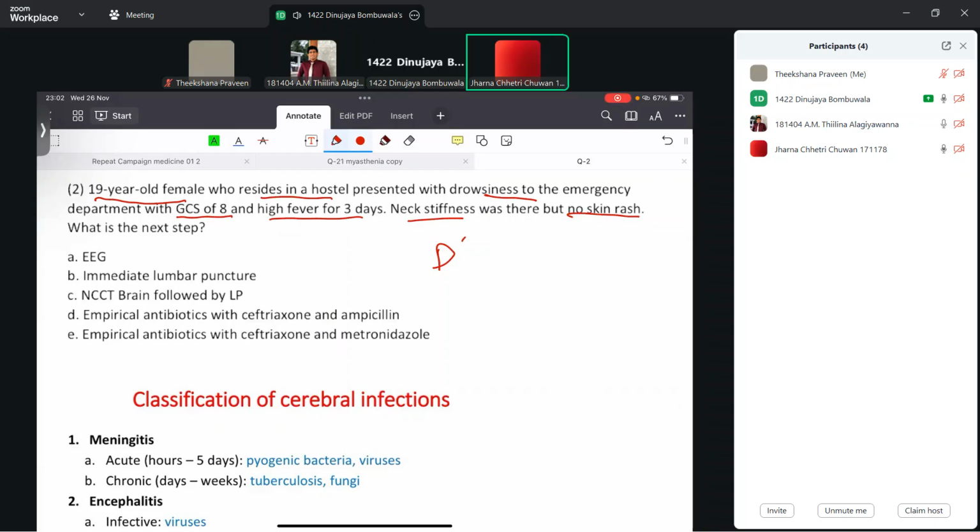Meningitis or encephalitis, no? There are no focal neurological signs. What are you going to do next? Antibiotics, right? Not an immediate lumbar puncture. A CT brain, no, we don't have time for that. And antibiotics, what are you going to give?